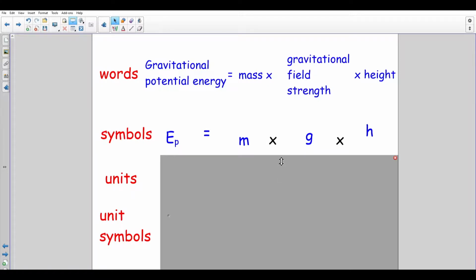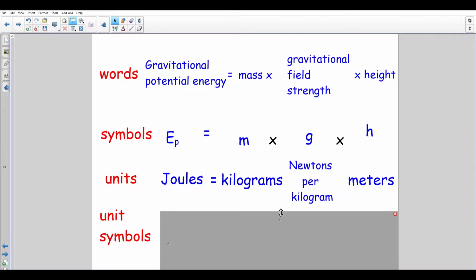Now, if we think about what our units are going to be, because it's energy, the units for energy are going to be joules. Mass should be measured in kilograms, so we might have to turn things from grams into kilograms. We'll come back to gravity. Height is measured in meters, so if it's in centimeters, you want to turn it into meters. And gravity is measured in newtons per kilogram. So it's how many newtons to lift 1 kilogram.